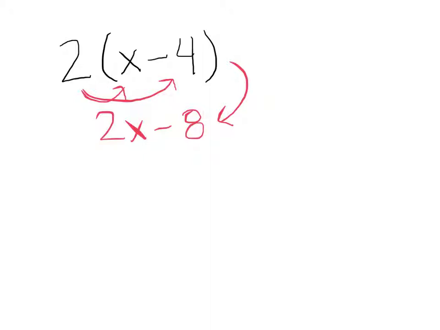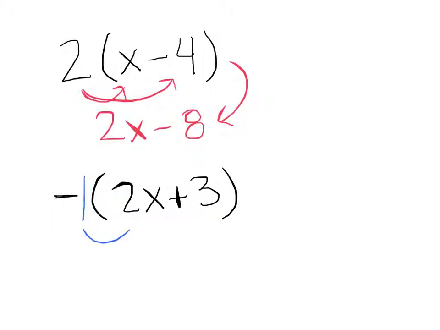Let's look at another example. Say you had a negative sign, and then inside the parentheses you had 2x plus 3. In a previous video, we talked about that negative sign, and we said that really that was like saying a negative 1. So now you can see that it's negative 1 times that quantity. So if we use the distributive property, we do negative 1 times 2x. That's just negative 2x. Then we do negative 1 times positive 3, which is negative 3. So negative 2x minus 3 is the same as that amount we had above.